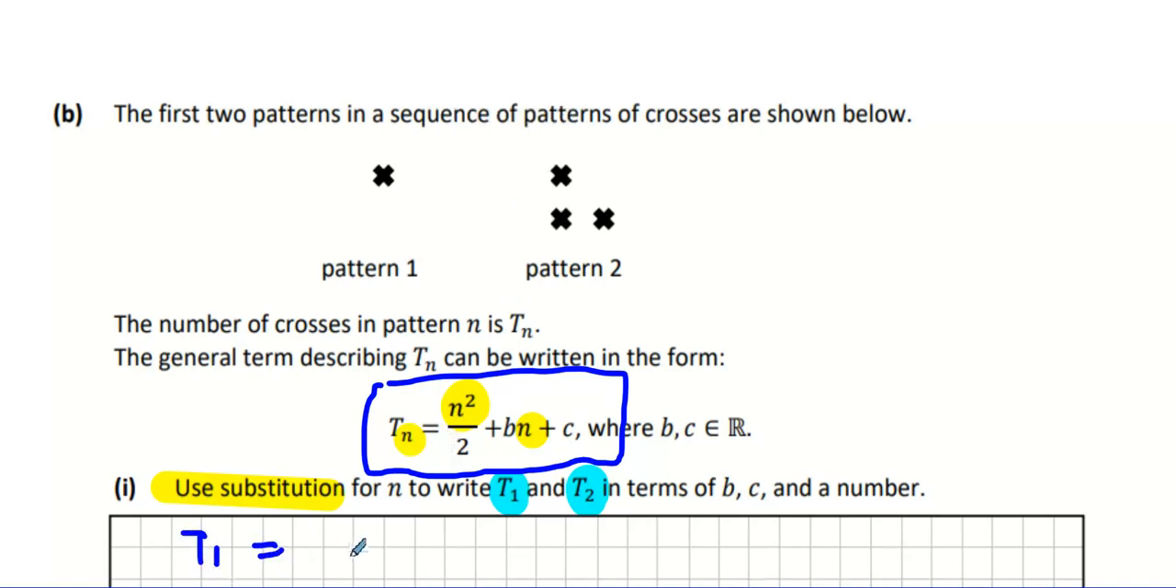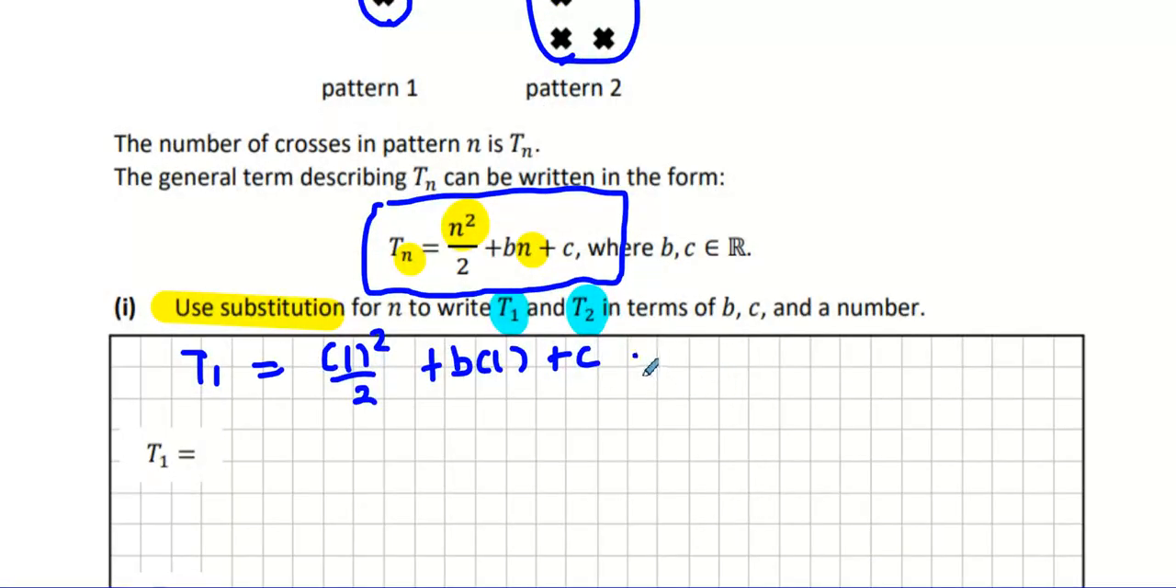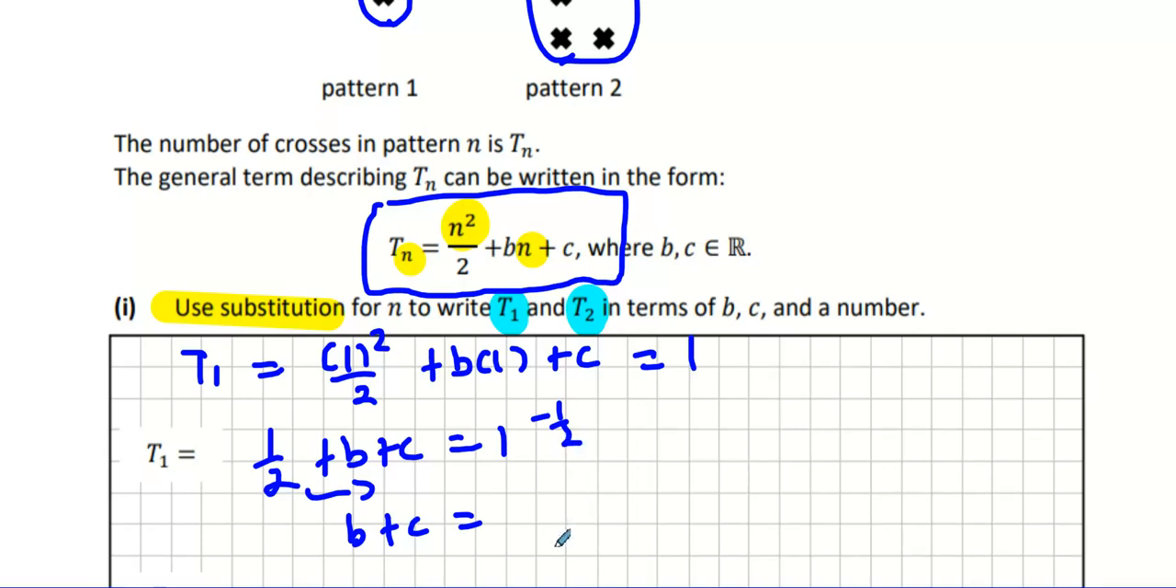T1, replace all n values with 1, b times 1 plus c, and we know that T1 equals 1 because it's one of them, and we know that T2 equals 3 because there's 3 of them. So this answer has to actually equal 1. So T1 is going to be a half when you put that into the calculator, plus b plus c equals 1. We're going to bring this half over to the other side, and we're going to get b plus c equals 1, take away a half, which is a half.